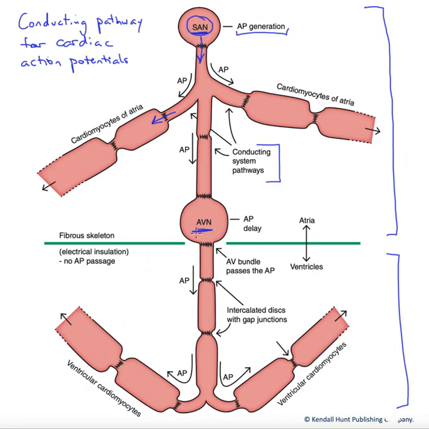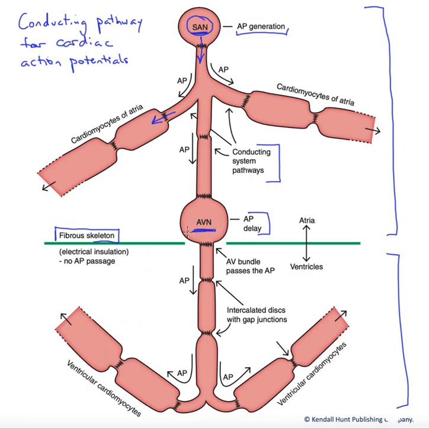This AV node functions to slow the signal, slow the conveyance of the stimulation into the ventricles. It does so by possessing fewer gap junctions between adjacent cells. That actually slows the action potential propagation along these pathways. So we get this action potential delay. It is also the only place where we're actually going to convey the signal from the atrial syncytia down into the ventricular syncytia. This is true because of the presence of the fibrous skeleton.